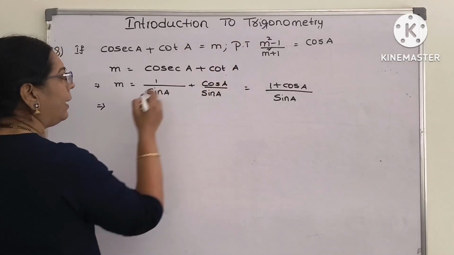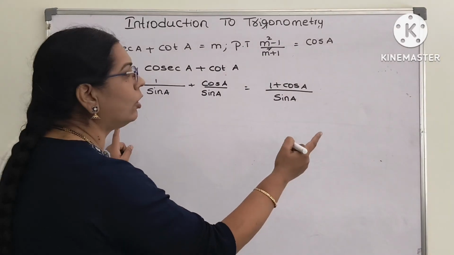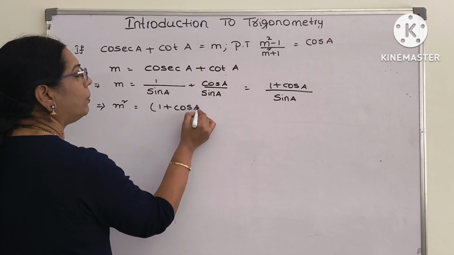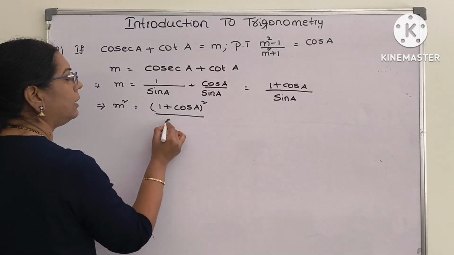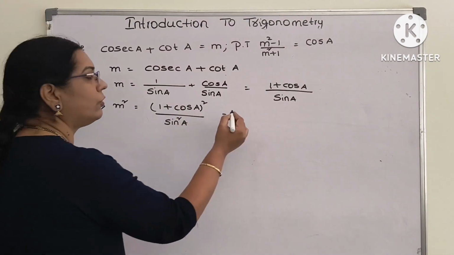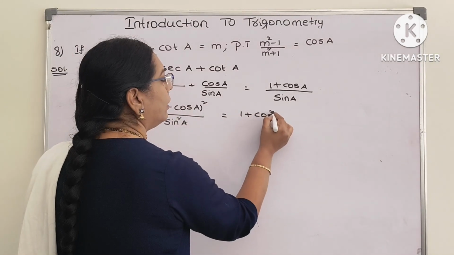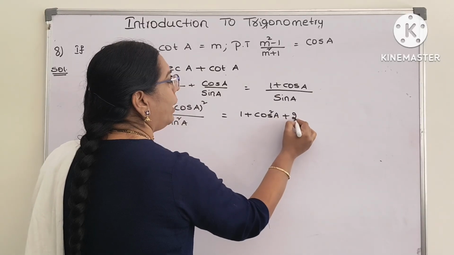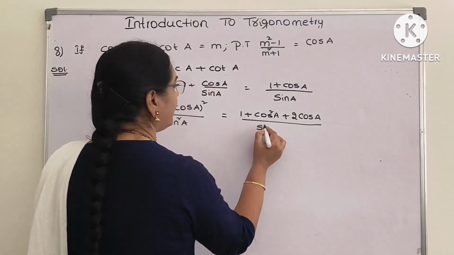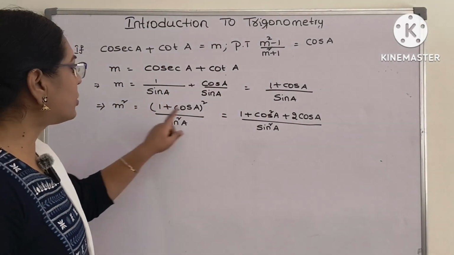Now what do we need? We need m square. So square it on both the sides. So it will become 1 plus cos A whole square by sin square A. Please do not square it separately, children. Now, the numerator is of the form A plus B whole square. So, A square plus B square plus 2AB, which is 1 plus cos square A plus 2 cos A by sin square A. This is the value of m square.